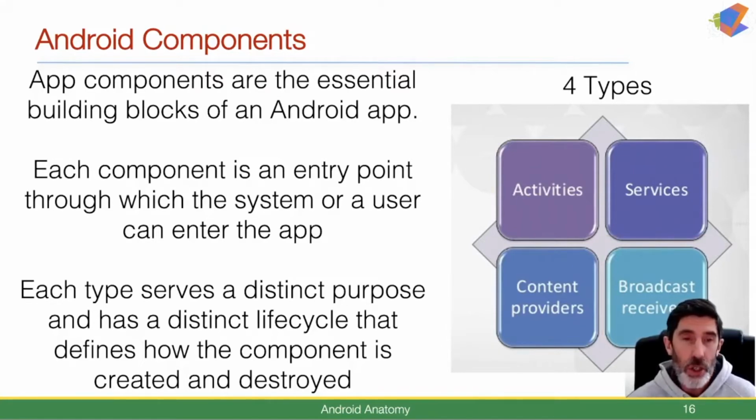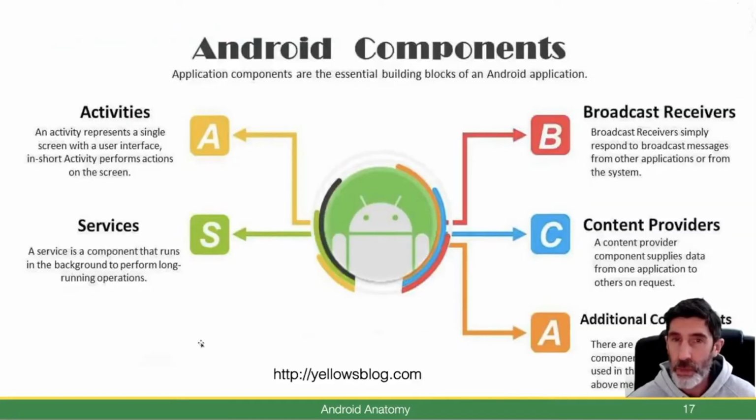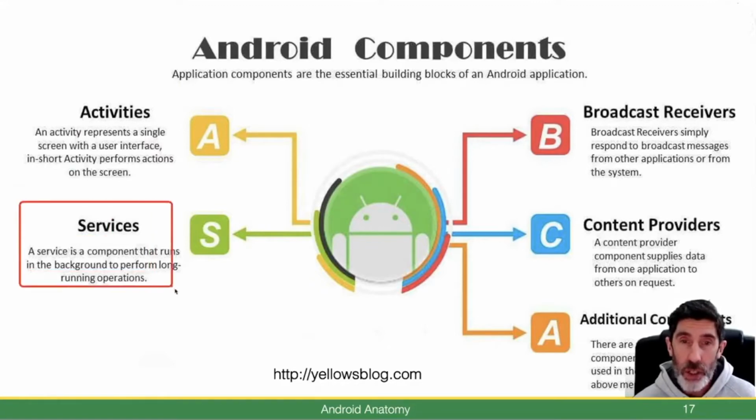So to look at another graphic that gives you a little bit of detail of what they all are, these are our main Android components. We'll go into these in more detail, but to focus on them initially, we have our activities. An activity represents a single screen with the user interface. In short, activities perform actions on the screen. We go into those in a lot more detail because these form a huge part of any Android app.